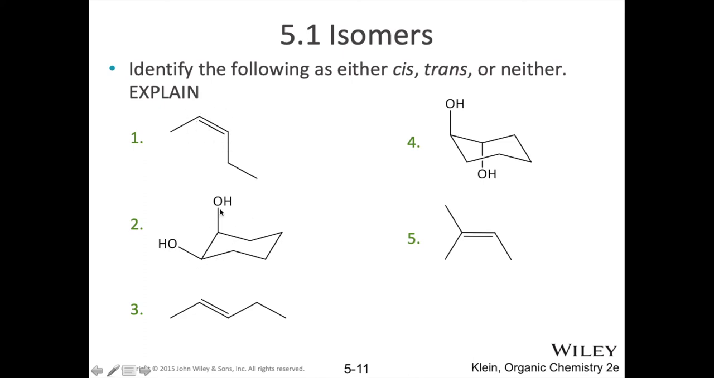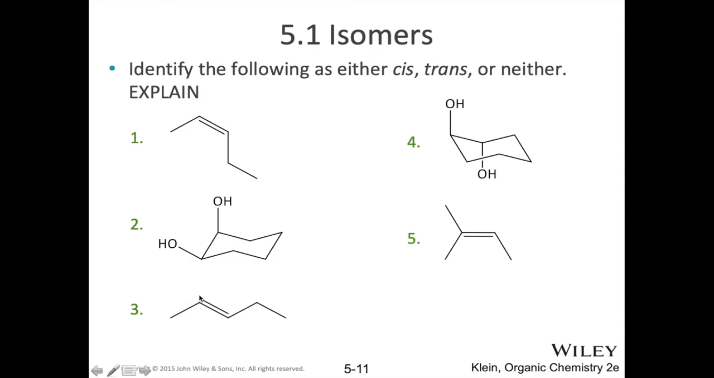Now let's look at this guy. Here we have two alcohol groups. They're both pointing upwards, even though one's equatorial, one's axial. They're both pointing upwards, so they are on the same side of that cyclohexane ring. So this makes it a cis isomer.